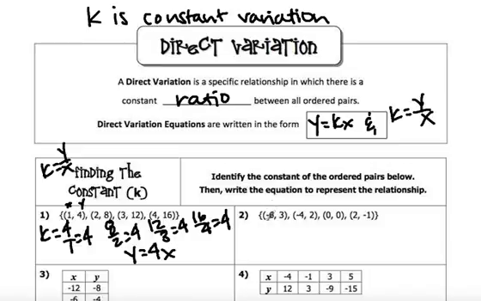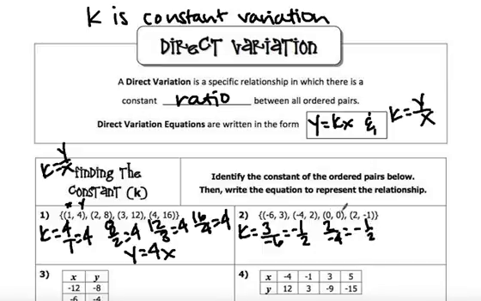Alright, I can do the same thing for number 2. So on number 2, I need to find out what k is. So I'm going to do y, which is 3, over negative 6. Well, 3 over negative 6 would become negative 1/2. So I can do that for all the rest of them. Do 2 over negative 4. 2 over negative 4 is going to be a negative, and then 1 over 2.